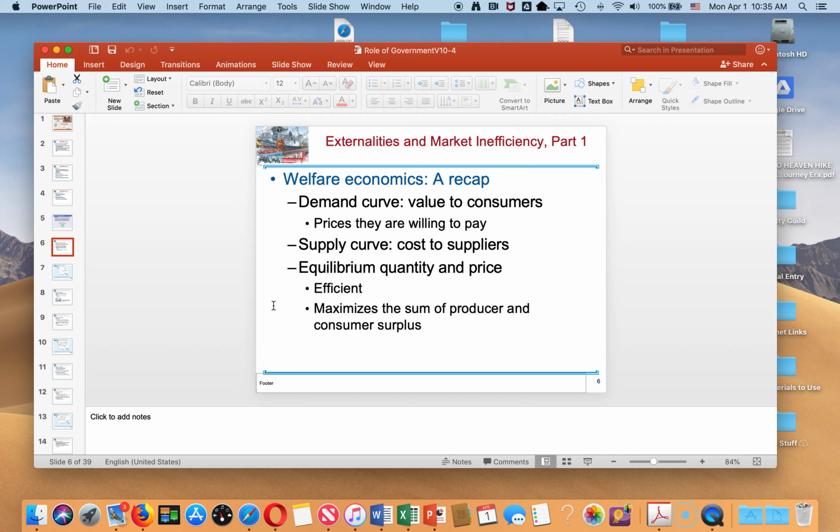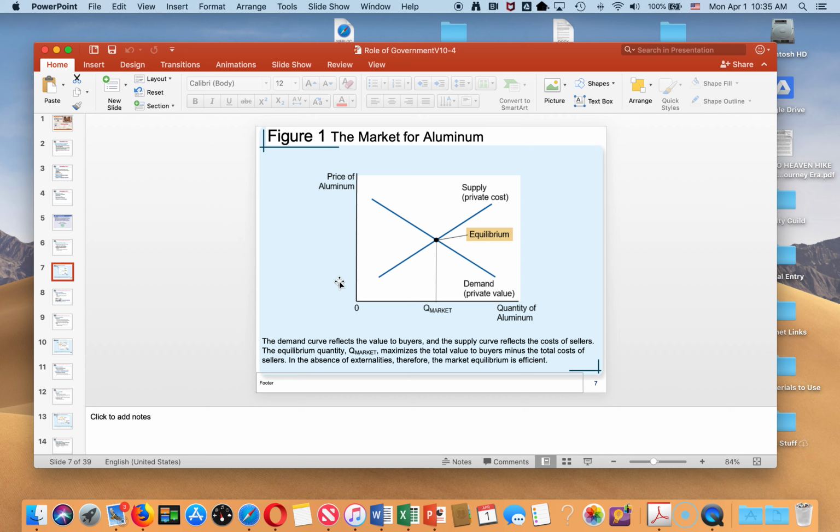So where the two cross is the efficient point. And here is the market for aluminum. For example, the market takes into consideration the private cost and the private value of consumers and producers. And equilibrium is that price that clears the market. There is no surplus or shortage at that market, and it maximizes value. It's very good. But of course, there are no externalities in this case.